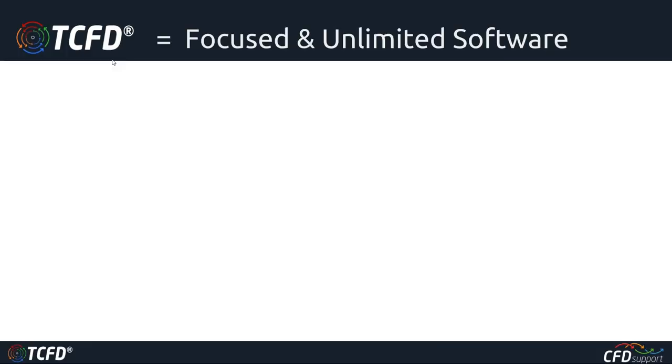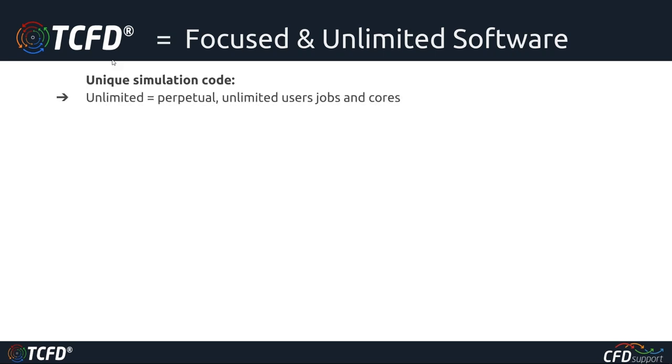TCFD is a unique CFD code because it is unlimited, which means our clients or users can keep it forever, and they can use it for an unlimited number of users, jobs, and cores, and they can use their resources to the fullest. TCFD is focused on particular workflows. For example, a fan engineer uses the fan inputs, names, units, and results, and the same goes for a pump engineer or compressor engineer. TCFD is fully automated. For this reason, TCFD is extremely effective. The automation also reduces the chance of human error. Automation is a big thing nowadays in CFD and CAE.